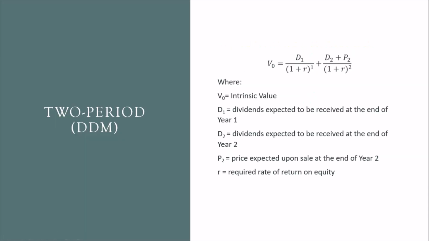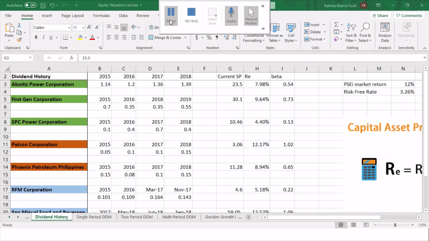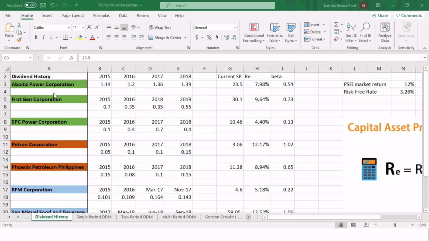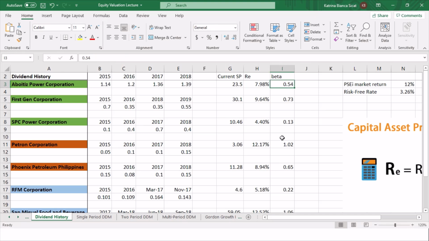Now, let's go to our next part, no? We're gonna do actual computations. So let me just open my Excel sheet. As you can see right here, I have selected just a few publicly listed firms here in the Philippines. What I did is kinuha ko yung kanilang dividend history from 2015, 2016, 2017, and 2018. And then I also included their current stock price, no? And this one, ako lang nag-compute nito, itong required rate of return. And then this one, yung beta nila, kinuha ko online.